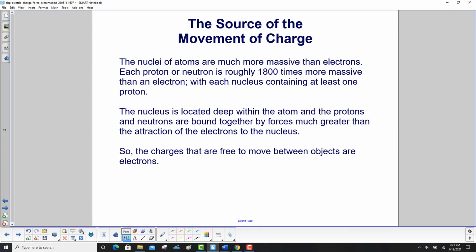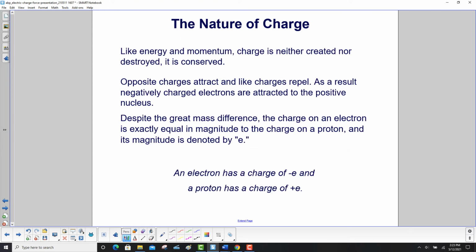The nuclei of atoms are much more massive than electrons. Each proton or neutron is roughly 1,800 times more massive than an electron, with each nucleus containing at least one proton. And yet, the charge on a proton is exactly the same magnitude as an electron. That's pretty cool. The nucleus is located deep within the atom, and the protons and neutrons are bound together by forces much greater than the attraction of the electrons to the nucleus. So, the charges that are free to move between objects are electrons. Like energy and momentum, charge is neither created nor destroyed. It is conserved.